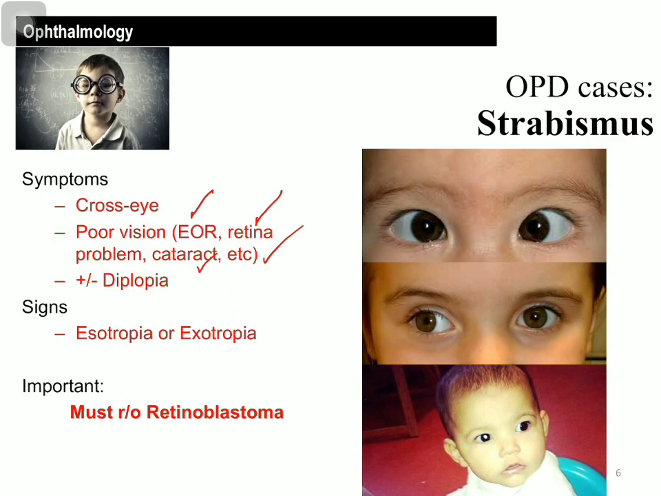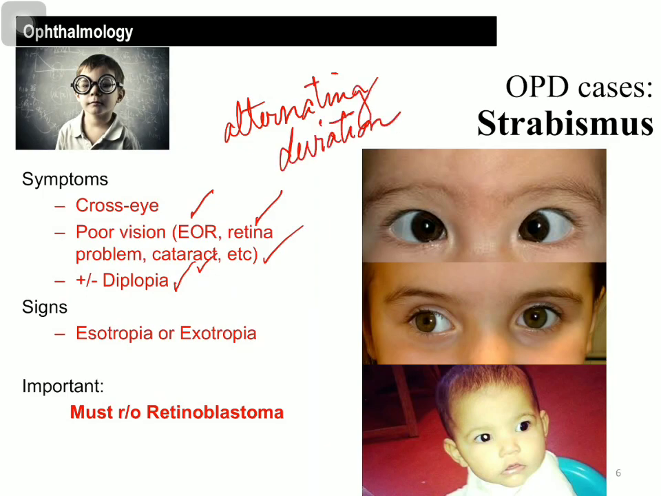If there is good vision in the patient, then the patient may report to you diplopia. You can also ask the patient if there is alternating esotropia or deviation. If the patient or the parent reports alternating deviation, then you can rest assured that this patient has good vision.